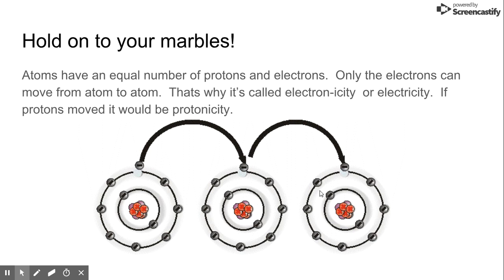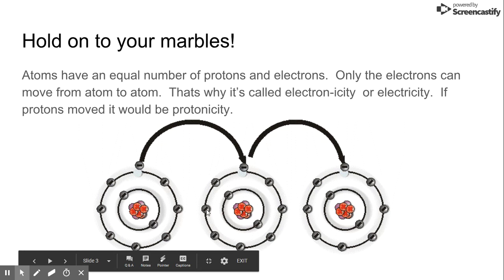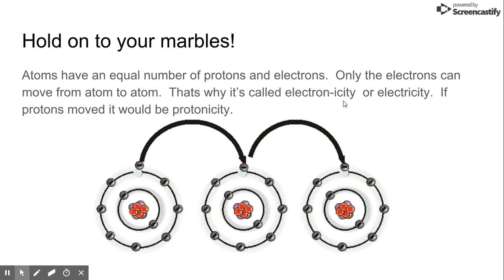A conductor is an atom that is willing to let go of its electrons. The metals are profoundly good at this, the nonmetals are not. These valence electrons can hop from atom to atom as if these three atoms were islands in the Pacific Ocean and these were the dolphins free to swim about. We call it electronicity or electricity because it is the electrons that can hopscotch from atom to atom. If the protons moved, we would have called it protonicity.